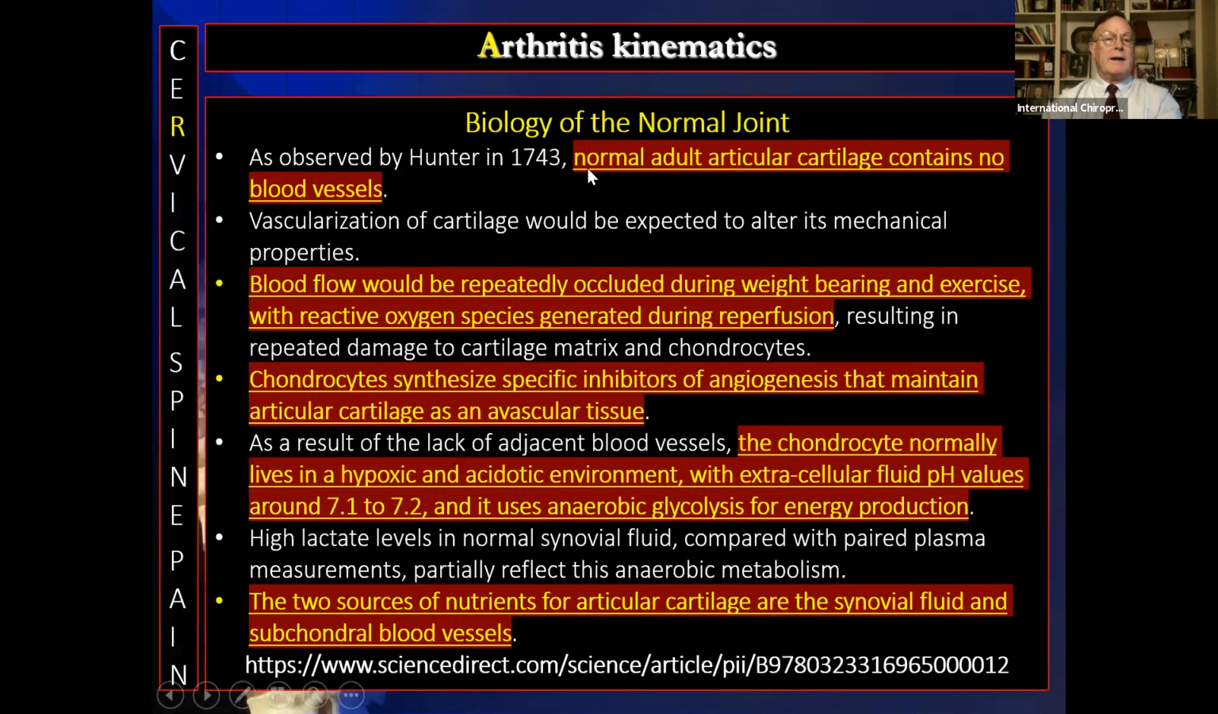So biology in a normal joint, normal articular cartilage contains no blood vessels. That's a good idea. Blood flow would be repeatedly occluded during weight bearing and exercise, with reactive oxygen species generated during reperfusion. So that's not how cartilage works. It is avascular, and it has specific inhibitors of angiogenesis that maintain this cartilage as avascular tissue.